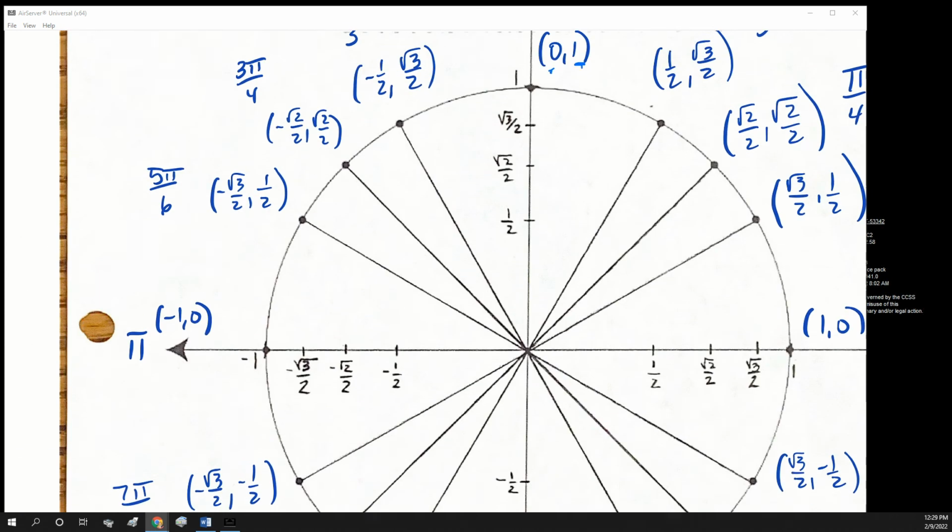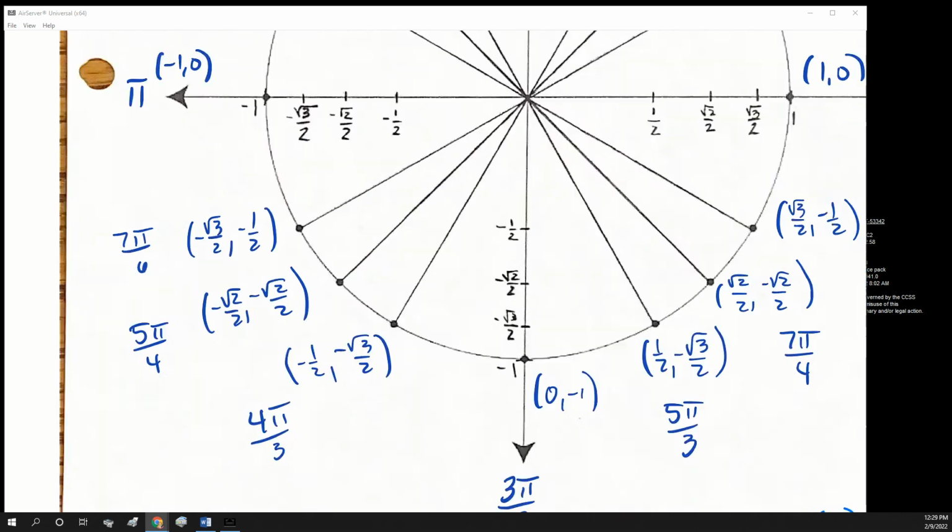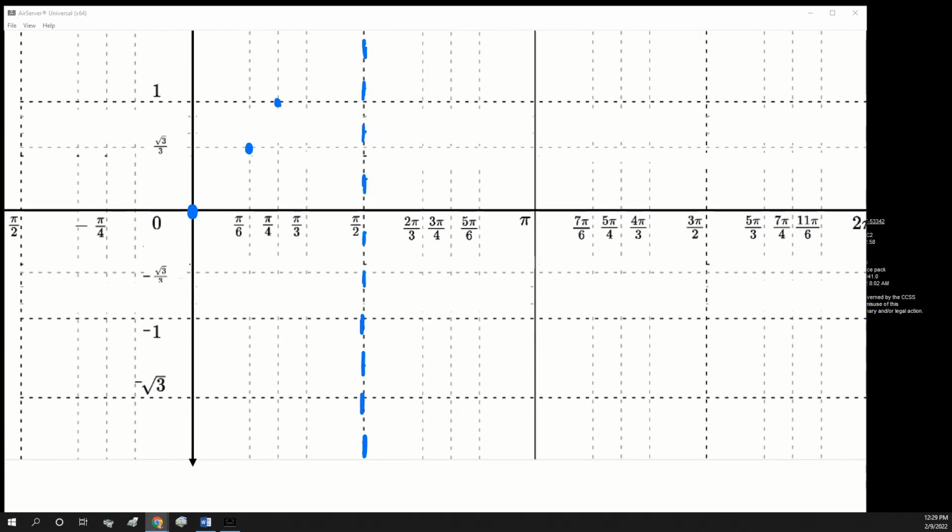So for the next one, we're going to do y times the reciprocal. So this time it's going to be negative square root of 3. So you guys finish going around the unit circle with that, please.